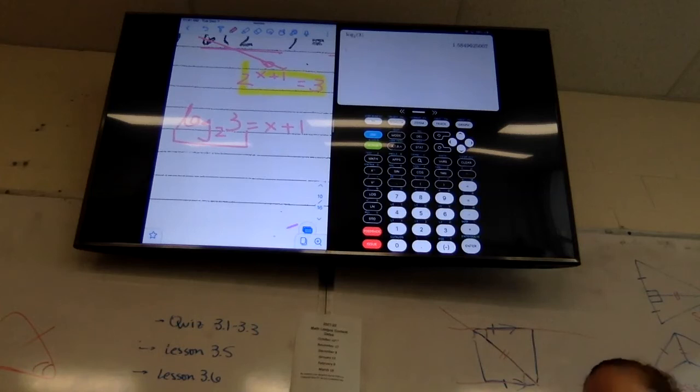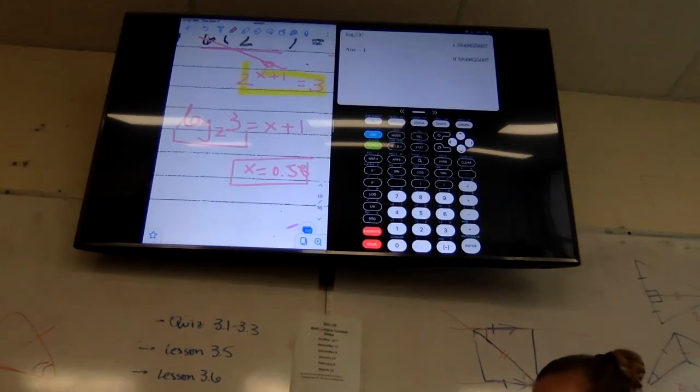So I did log base 2 of 3 equals x plus 1. We got to minus that 1 over to really find x. So we'll say minus 1. And so x is 0.58. When in doubt, round to 2 places unless I tell you differently. Yes, you cannot do this. Can you do it the other way? Yep, you can do it the other way.